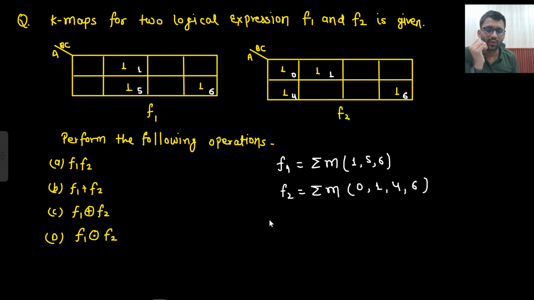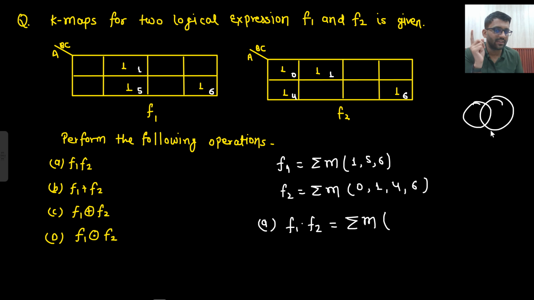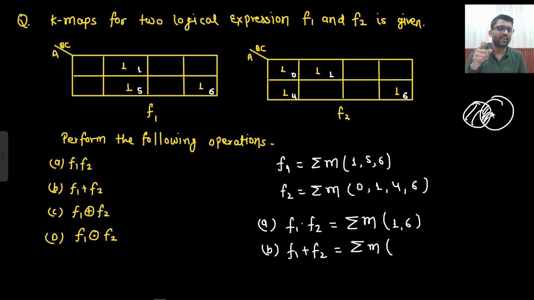Now I can perform the following operation very easily. f1 dot f2. That means only the common ones will come. Venn diagram is in my mind: A into B, so only the common will come. So 1 and 6. f1 plus f2 means everything will come. So 0, 1, 4, 5, 6.